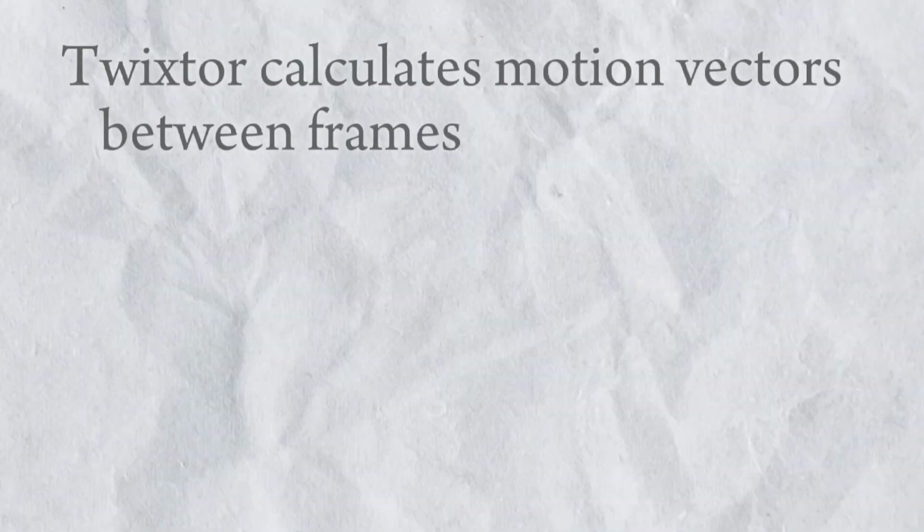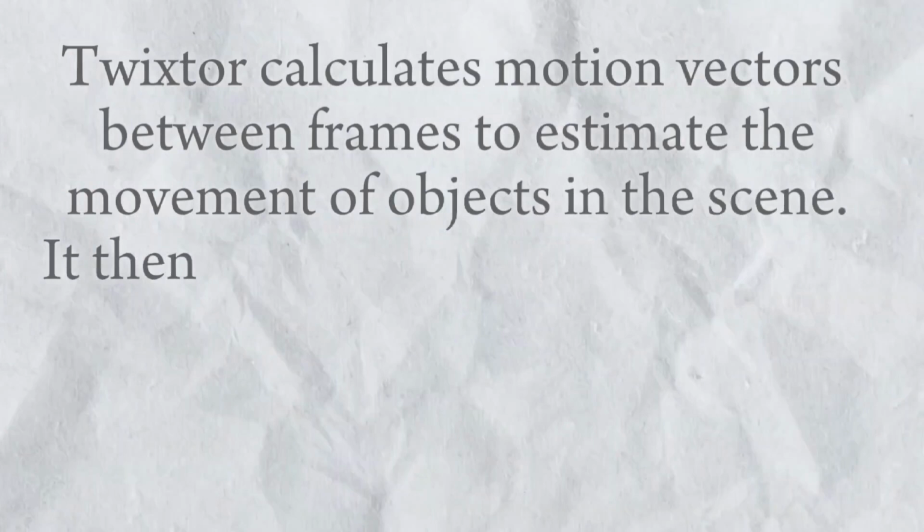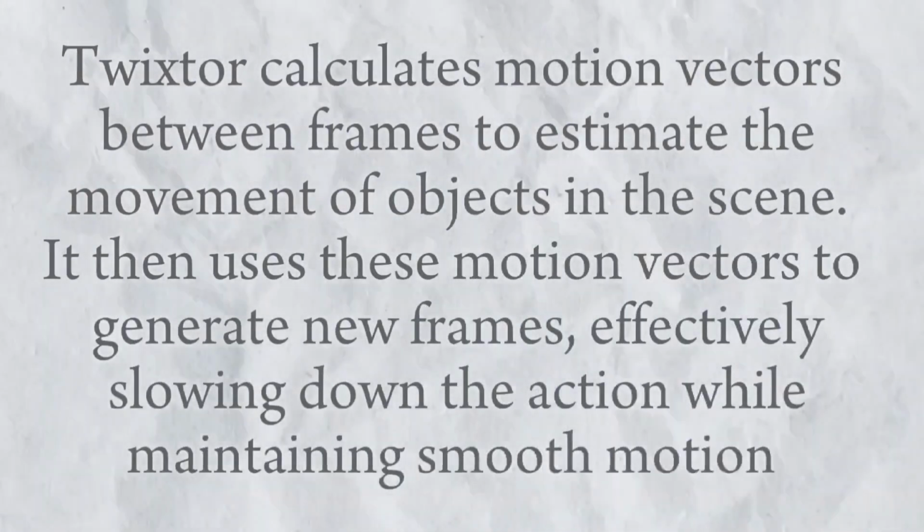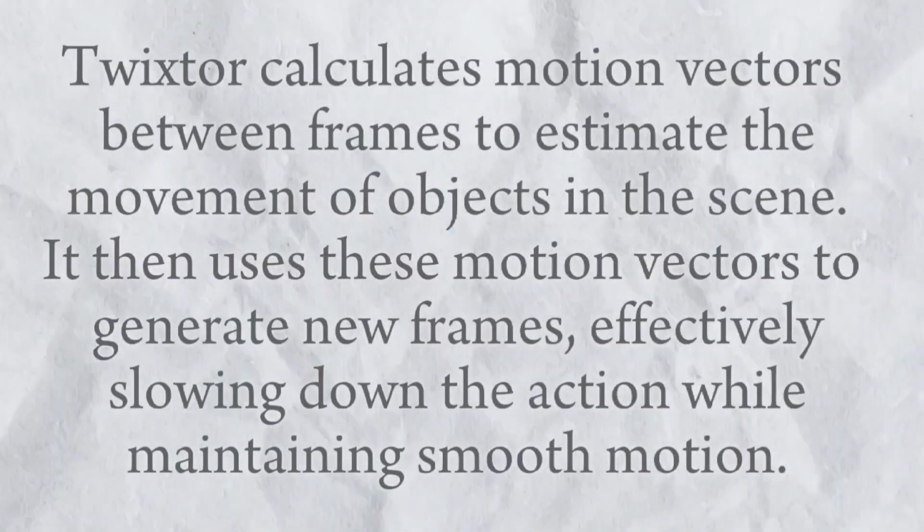Twixtor calculates motion vectors between frames to estimate the movement of objects in the scene. It then uses these motion vectors to generate new frames, effectively slowing down the action while maintaining the smooth motion.